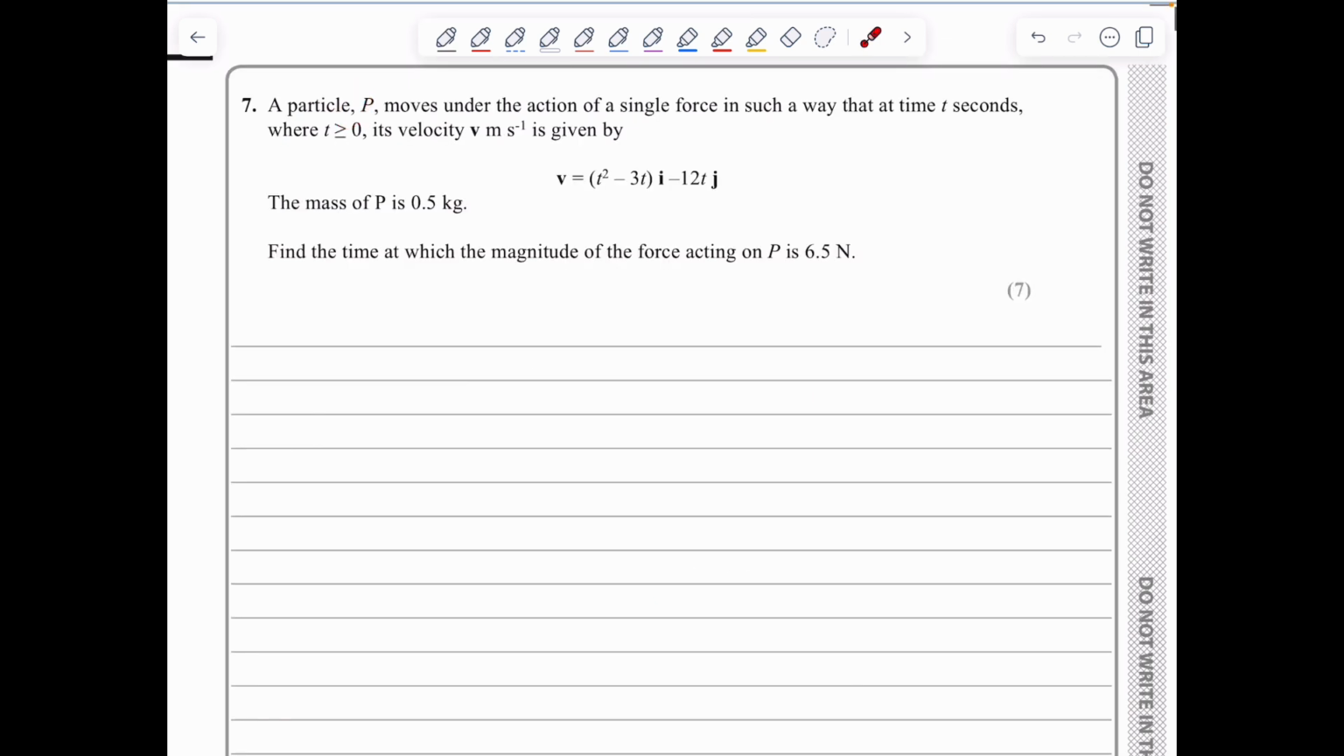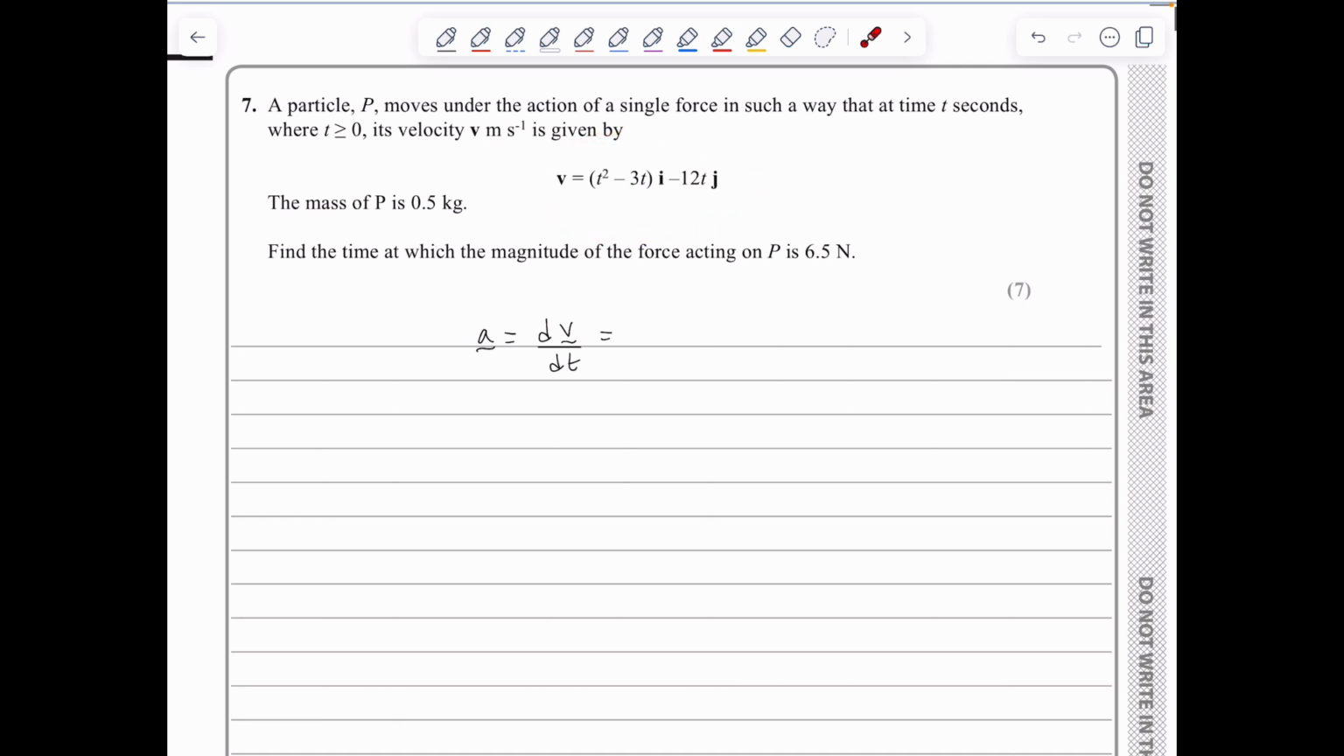In question 7, we've got a particle P moving under the action of a single force such that the velocity is given by this expression here. We are told that the mass of P is 0.5 kilograms, and we need to find the time at which the magnitude of the force acting on P is 6.5 newtons, where we know that acceleration is the rate of change of velocity with respect to time, so it's dv/dt. So I will take the expression for the velocity given here and differentiate with respect to t.